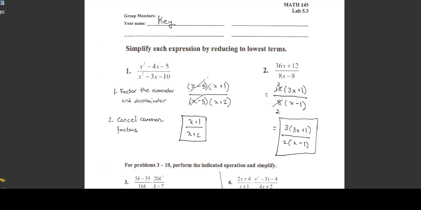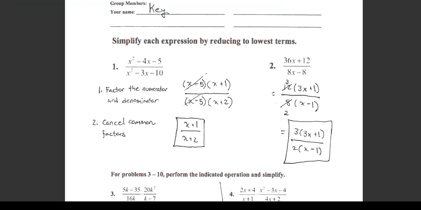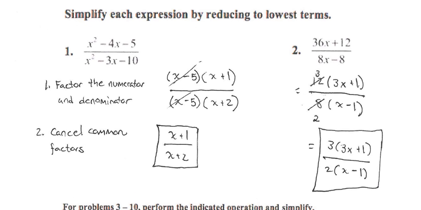Hello, class. In this video, we'll cover the solutions for Lab 53-54. The first problem, we're asked to simplify the expression by reducing to lowest terms.